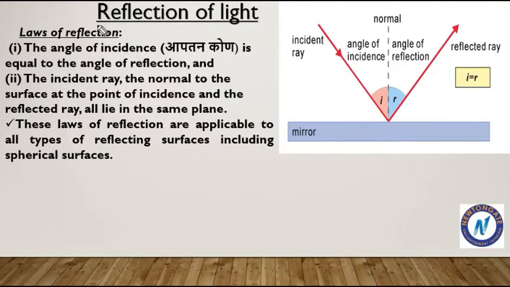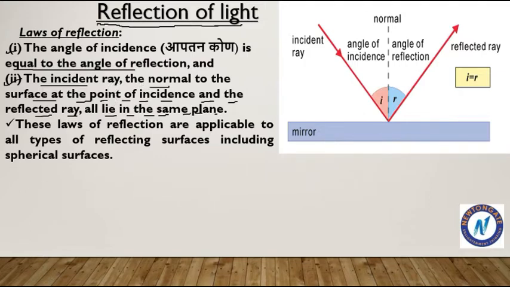Now let us talk about our second topic, that is reflection of light. We all have been studying since our childhood that there are two laws of reflection. The first one is the angle of incidence is always equal to the angle of reflection whenever there is a reflection taking place. The second law of reflection says the incident ray, the normal to the surface at the point of incidence, and the reflected ray all lie in the same plane. These two laws we have been studying since our childhood.